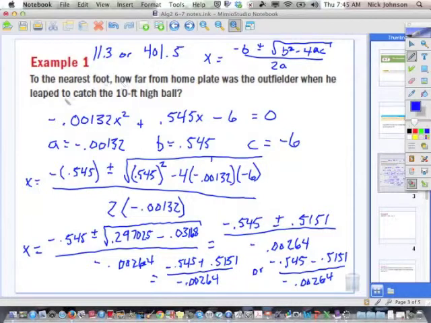So it says to the nearest foot, how far from home plate was the outfielder when he leaped to catch the 10-foot high ball? Well, would the outfielder only be 11 feet away from home plate? Not a chance, for you baseball people. That outfielder is going to be out in the outfield, which is 400 feet away from home plate. So my answer, 11.3, is not a good answer. 401.5 feet, maybe he's robbing that home run ball at the fence. So yeah, 401.5 feet is where that outfielder caught that ball, 10 feet high.